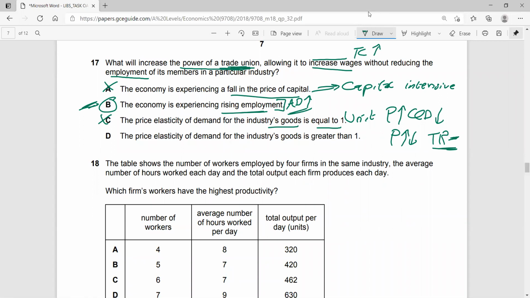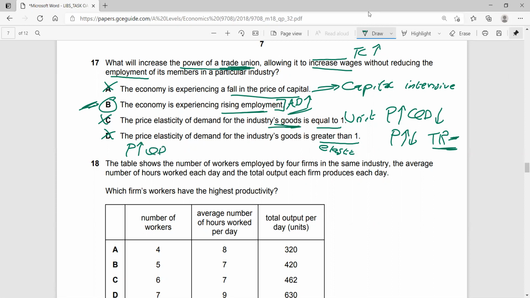The PED of the industry's goods is greater than 1. Now, this is also wrong, because this is elastic. The price elastic demand of the goods. This is not elasticity of labor, by the way. This is elasticity of the final goods, of the goods that these laborers are actually producing. What does elastic demand mean? It means if you increase price, which you might want to do because you're having higher wages, so you would want to increase price to pass the impact of higher wages onto the consumer.